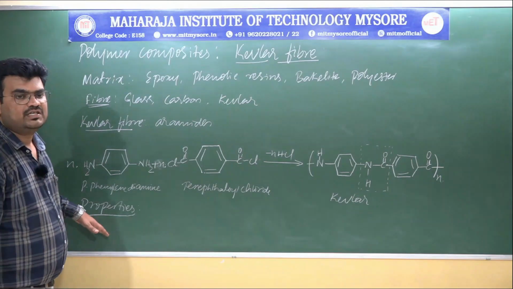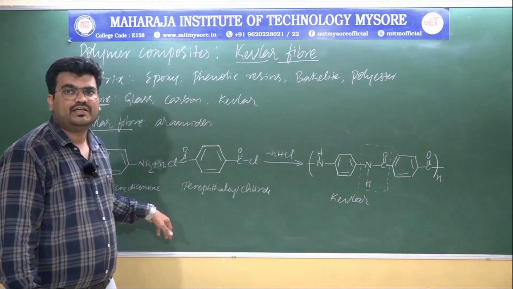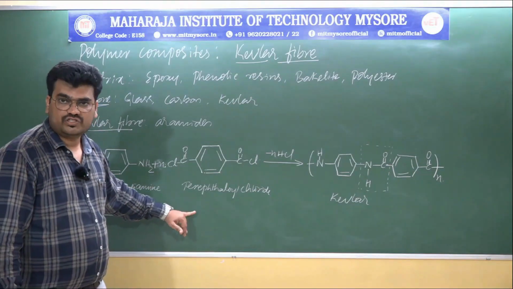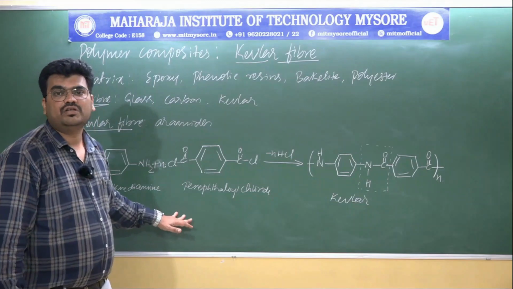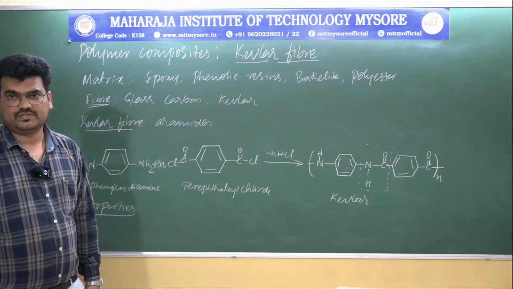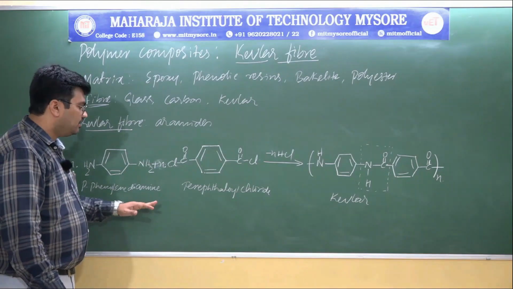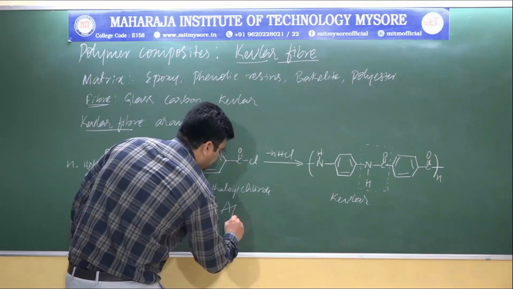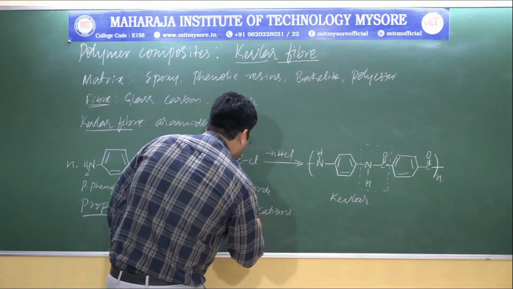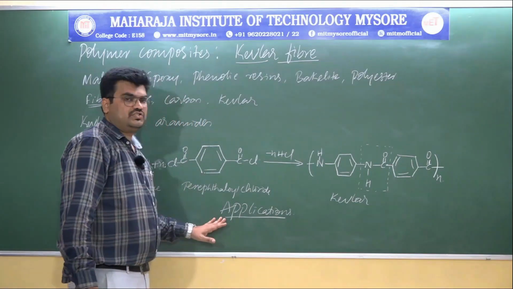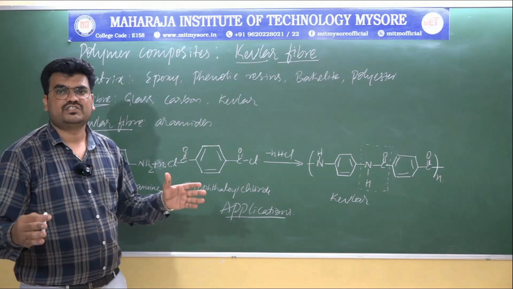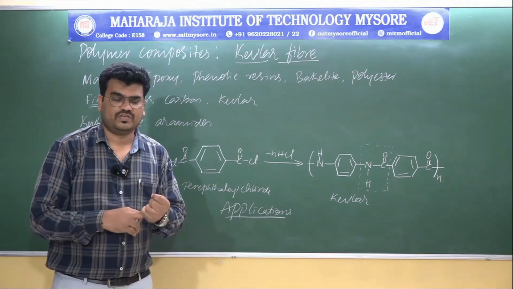The first property is they are very light in weight, they exhibit high tensile strength and stiffness, good abrasion and corrosion resistance, they are more thermally stable, and they are resistant to chemicals. Coming to the applications, these Kevlar fibers can be used in so many places because of their light weight and more strength.